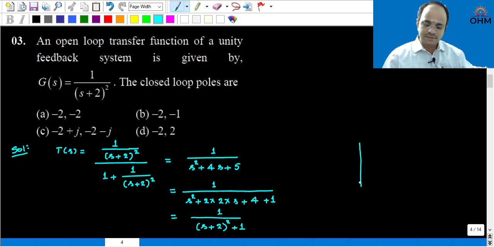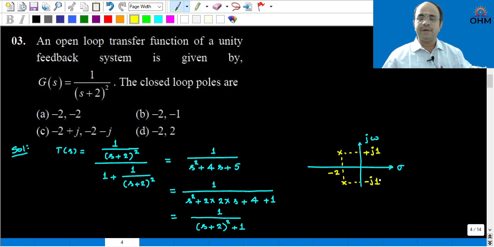Now, from this, if you look into the pole-zero plot in the s plane, the closed loop poles are located at minus 2 plus j1 and minus 2 minus j1. Therefore, the closed loop poles will be located at minus 2 plus or minus j1. Hence, answer C is the correct option.